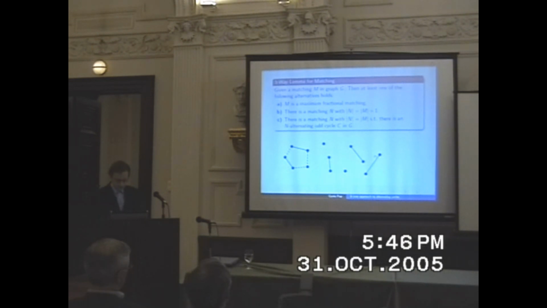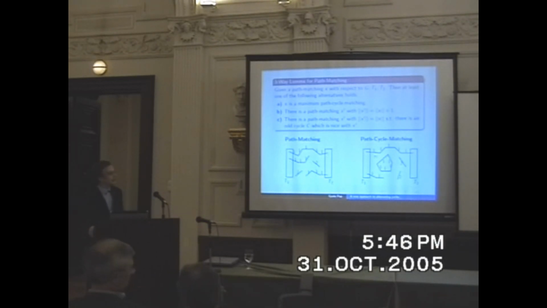This concept extends to generalizations of non-bipartite matching. So the path matching problem is given as follows. We have an undirected graph G and two disjoint node sets, T1 and T2.